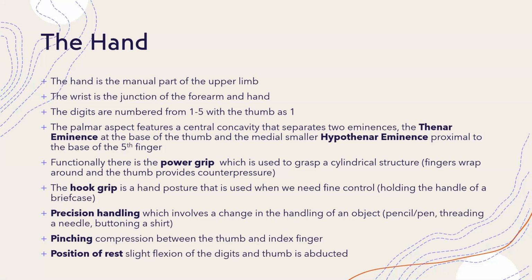Precision handling, which involves a change in the handling of an object, such as a pencil or pen, threading a needle, buttoning a shirt, and so forth. Then we have pinching, which is compression between the thumb and the index finger. And then we have the position of rest. If you just take a moment while you're listening to this and just take your hand and hang it out there and let it completely come to rest, you'll notice that there's slight flexion of the digits and the thumb is abducted. It's away from the midline. That is considered the position of rest.